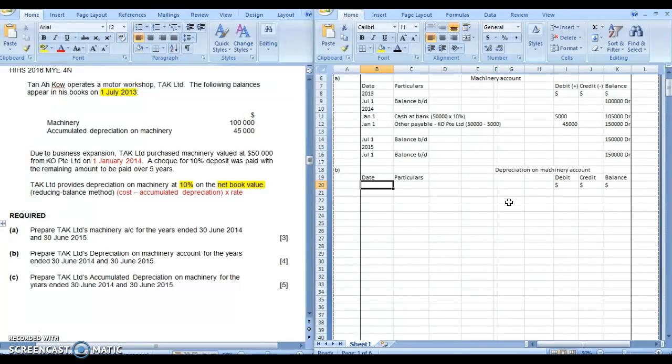here, depreciation on machinery account is an expense account. So this is something that you must take note of, meaning you will always have a closure of profit and loss, not balance brought down. Which also means that since there's no balance brought down, you cannot have a 1st July 2013 kind of entry. You'll need to have the 30th of June 2014 entry. So here we go.